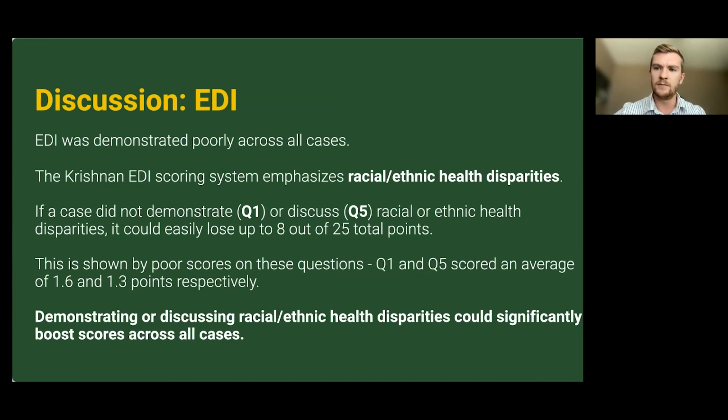Then for EDI, since, as we said, the EDI score was quite low across all cases, there's a few key reasons for this. First of all, the scoring system that we developed emphasizes racial and cultural health disparities as a learning point. So if a case did not demonstrate or discuss these health disparities, it could lose up to 8 out of 25 total points. And this is further backed up by the average scores for these questions of 1.6 and 1.3 out of 5, showing that these health disparities were not discussed very much. So our suggestion for the case editors is that discussing or demonstrating these racial and ethnic health disparities could significantly boost scores across all cases. Next slide, please.